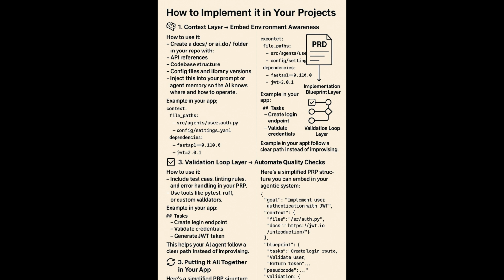3. Validation loop layer, automate quality checks. How to use it? Include test cases, linting rules, and error handling in your PRP. Use tools like PyTest, Ruff, or custom validators. Example in your app. Syntax and style. ruff check src, fix. mypy src. Unit test. pytest tests/test_auth.py. You can even build a feedback loop where the AI reruns these checks and refines its output.